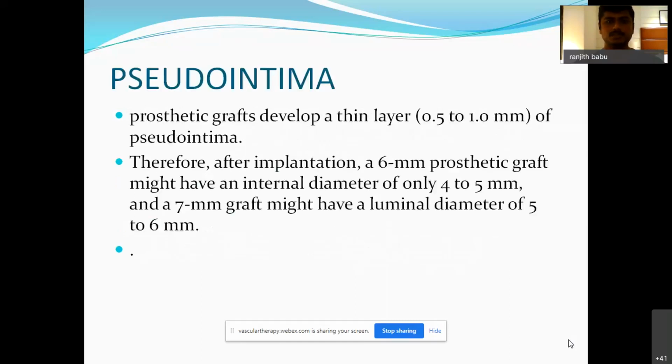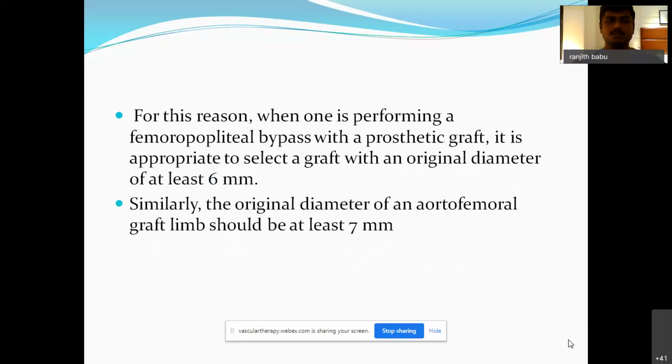The next thing is the pseudointima. The prosthetic grafts develop a thin layer of pseudointima over a period of time. Therefore, after implantation, a 6 mm prosthetic graft might have an internal diameter of only 4 to 5 mm, and a 7 mm graft may have a luminal diameter of only 5 to 6 mm. So for this reason, when performing any graft, it is appropriate to select a graft with an original diameter of at least 6 mm. Similarly, the original diameter for an aorto-femoral graft should be at least 7 mm.